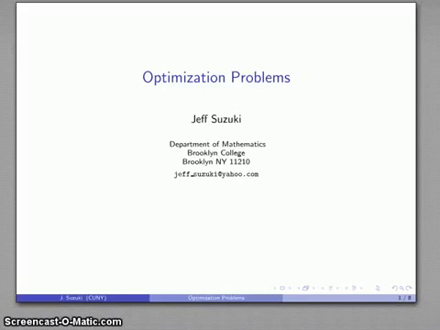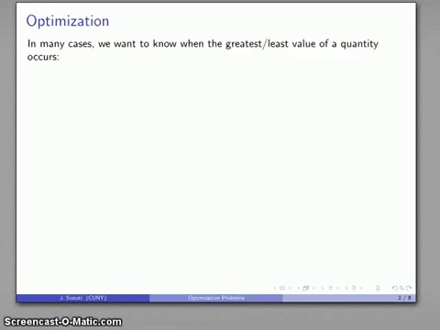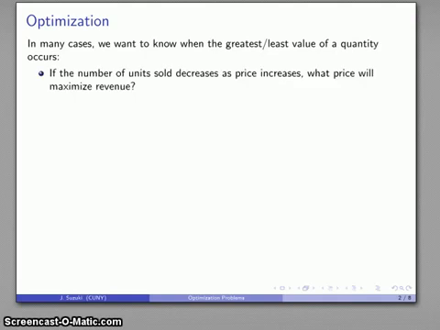One of the more common uses of calculus is in solving what's called an optimization problem. And this is a problem that shows up when we might be interested in when the greatest or the least value of a function describing a quantity is going to occur.